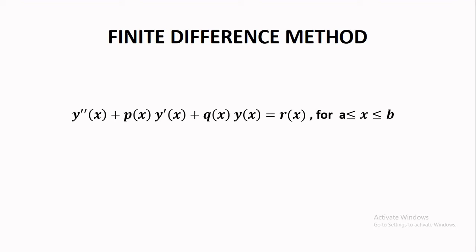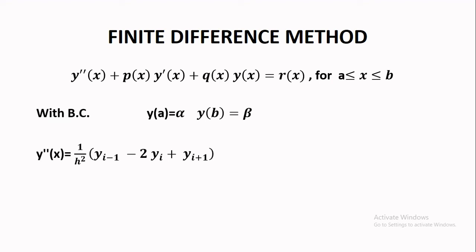This finite difference method is used to solve second order differential equations of this type. So this is the general second order differential equation. If we have to solve such a differential equation with the boundary conditions given to us, say at x equal to a, the value of y is alpha, and at x equal to b, the value of y is beta. With these boundary conditions, let us see how we can solve the second order differential equation using the finite difference method.